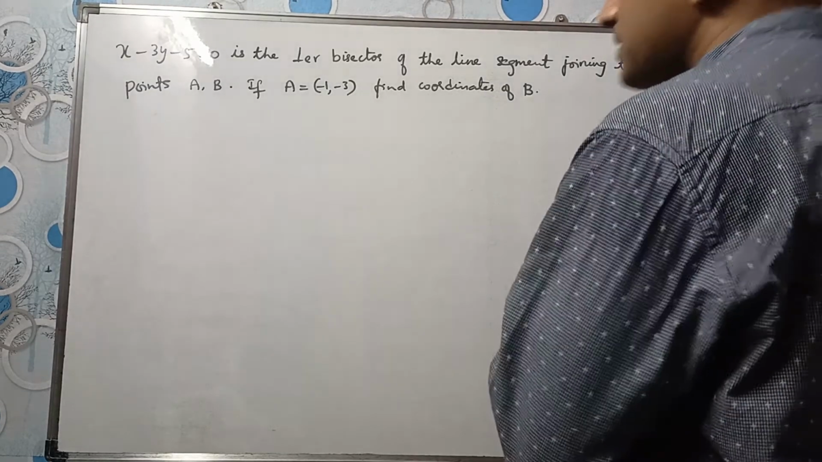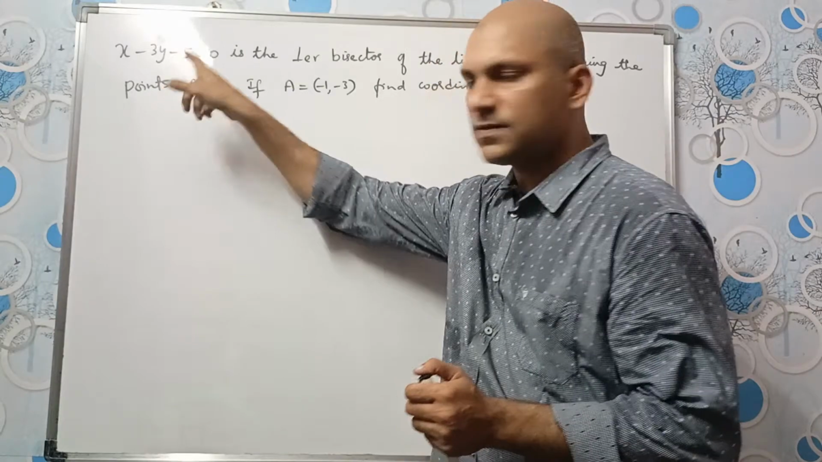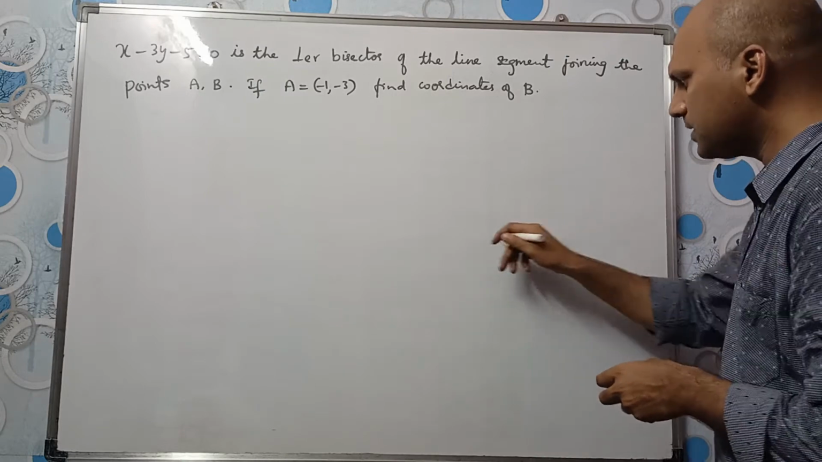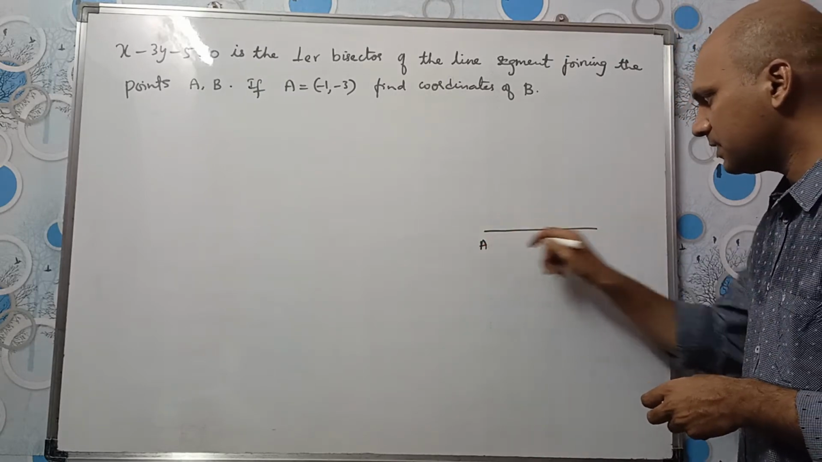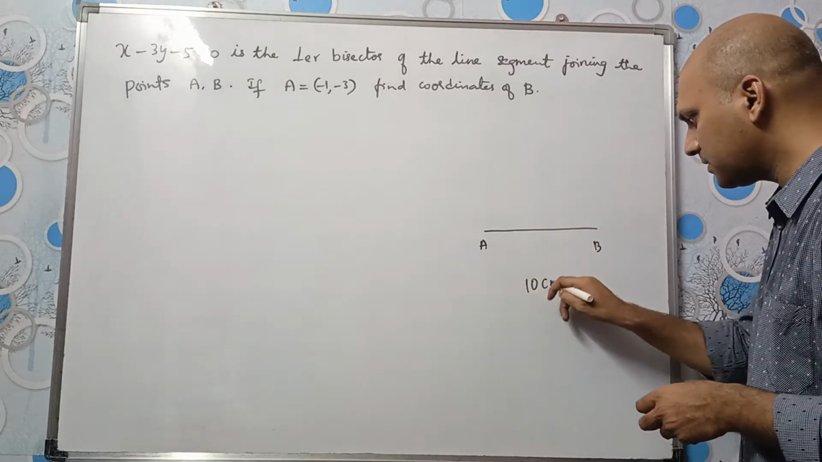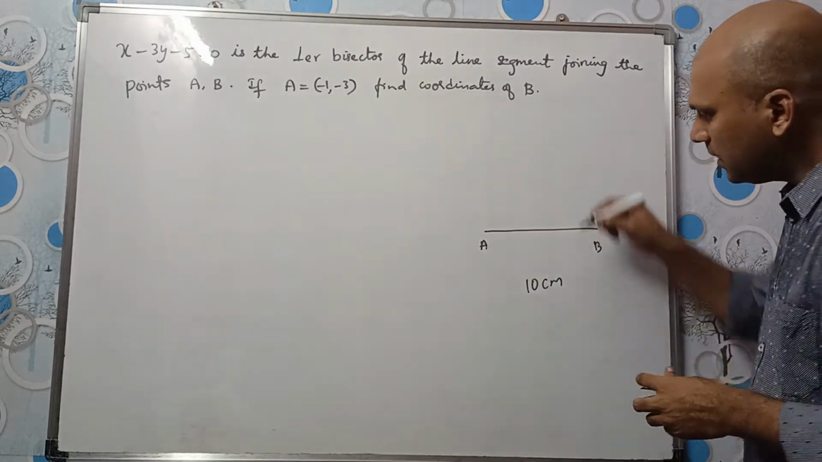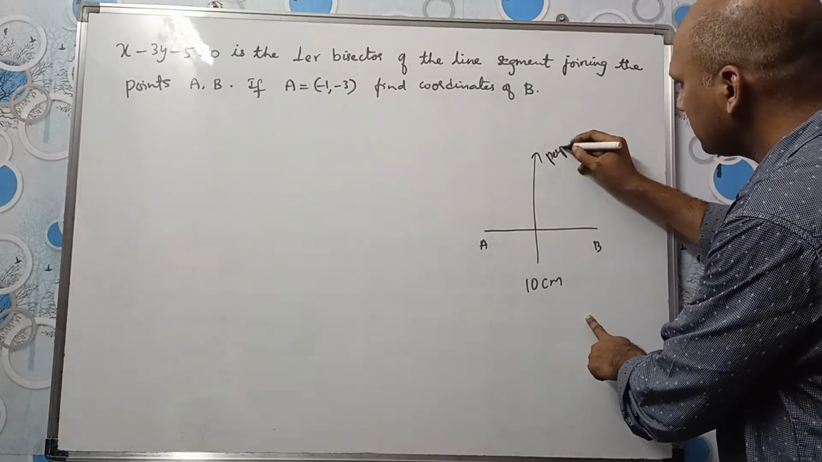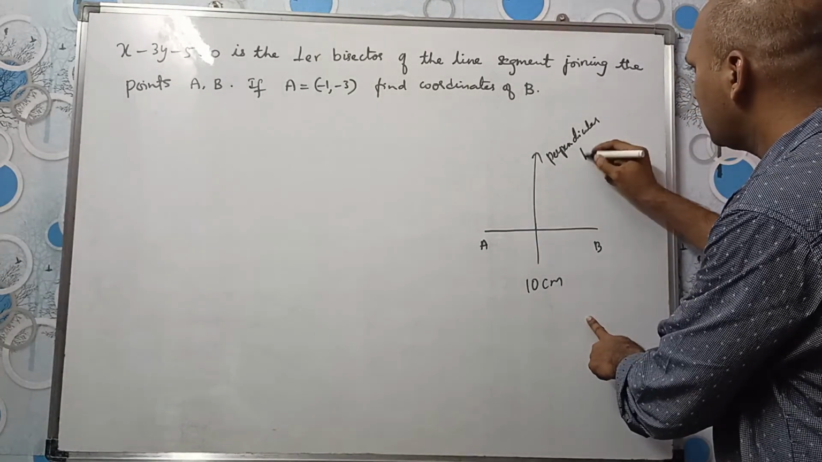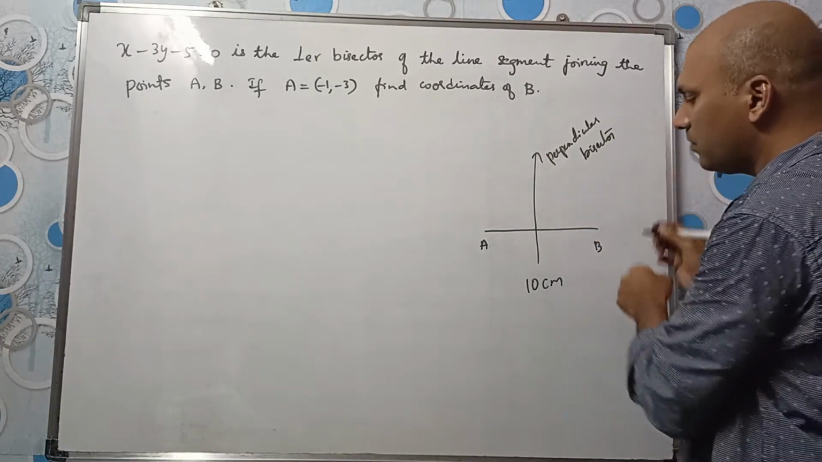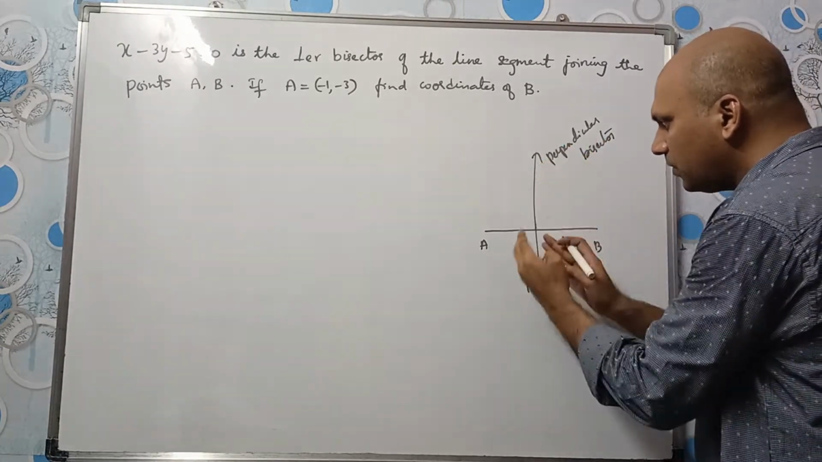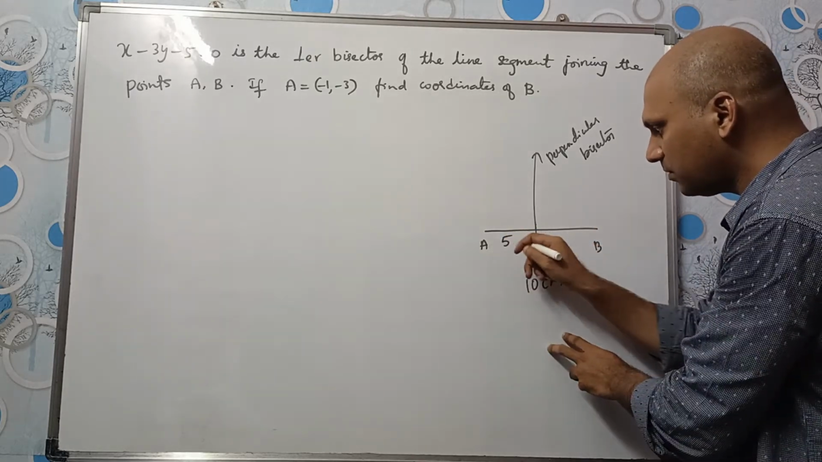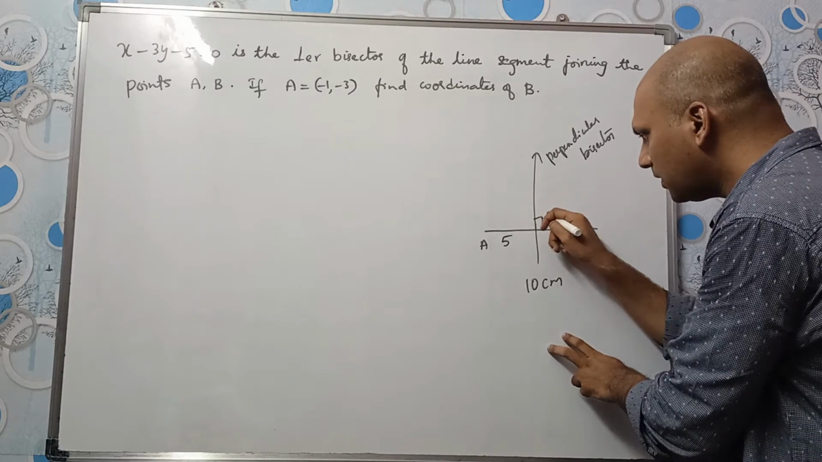Okay, we have an interesting problem here. x minus 3y minus 5 equal to 0 is the perpendicular bisector. Okay, what is a perpendicular bisector? See, if we have a line segment, let us say this is AB and it is 10 centimeters. The perpendicular bisector will bisect this line. This is the perpendicular bisector. What does this perpendicular bisector do to this line? It will divide this line segment AB into two equal parts. So this part will be 5, this part will be 5, and it will be 90 degrees also.